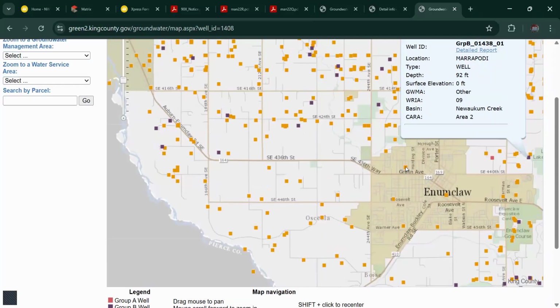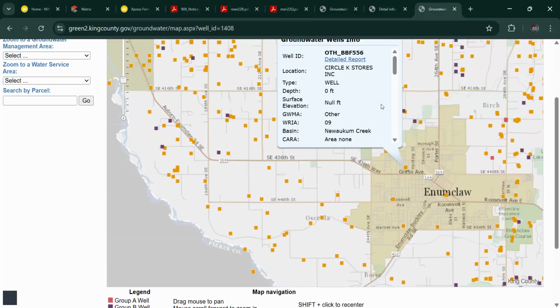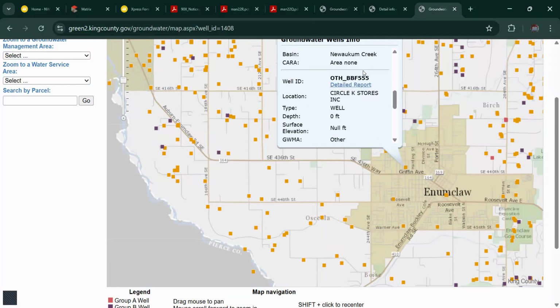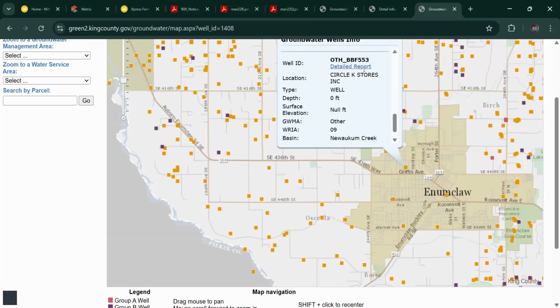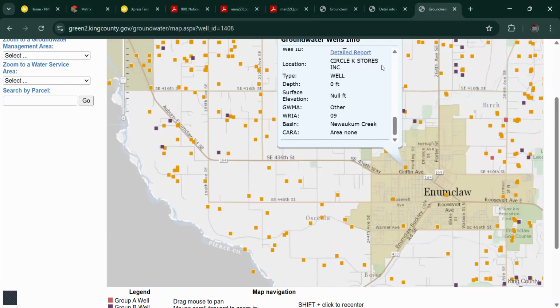Could be shared, what's not shared. Circle K stores, and then business. Even business on it. That's when you know you're out in the sticks. Yeah.